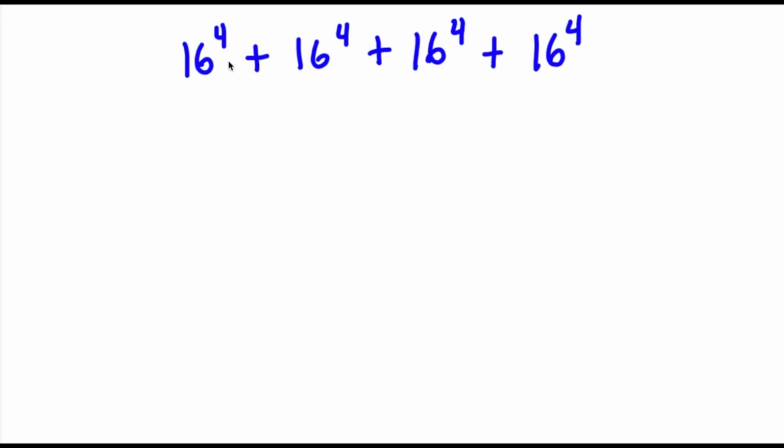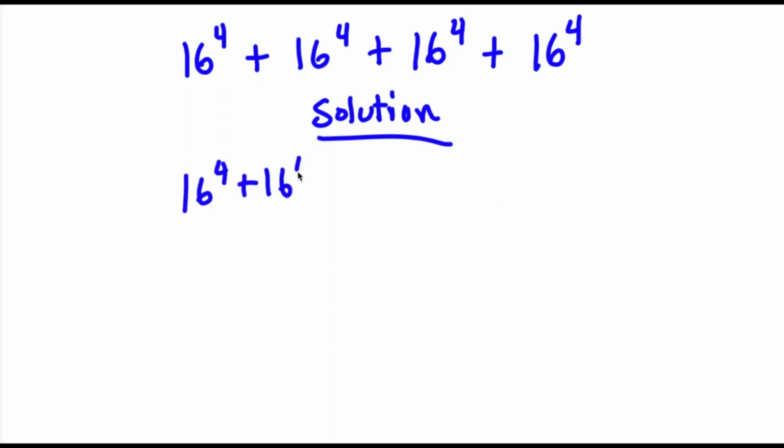Alright, so our problem is 16 to the power 4 plus 16 to the power 4 plus 16 to the power 4 plus 16 to the power 4. So, for our solution, our original equation was 16 to the power 4 plus 16 to the power 4 plus 16 to the power 4 plus 16 to the power 4. Now, what I can do from this is factor out 16 to the power 4.